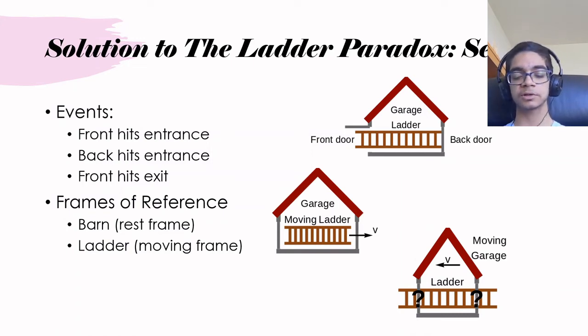So usually when analyzing a relativistic scenario or a paradox, it's always a good idea to look at the frames of reference for the objects in the scenario. Here we just have two objects. We've got the barn, which we'll think of as our rest frame, and the ladder, which we'll think of as our moving frame. So those are the only two frames of reference we need to think about.